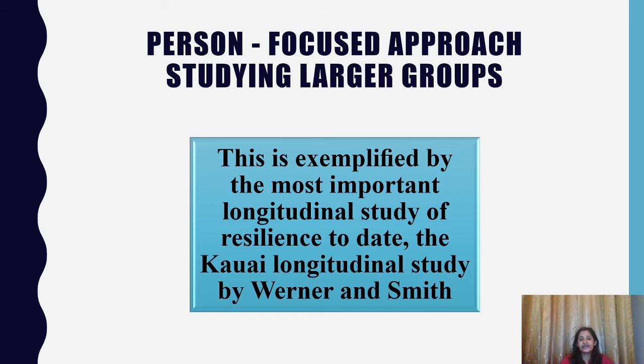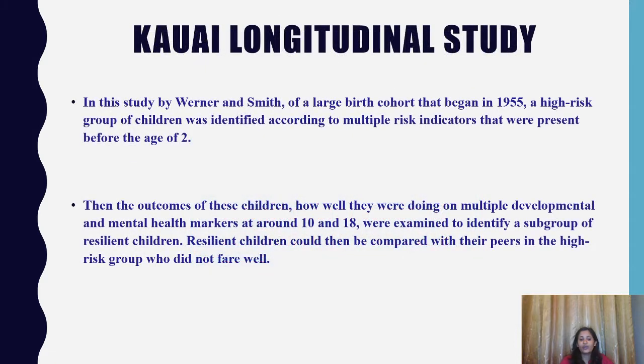The study began in 1955 when a high risk group of children was identified according to multiple risk indicators that were present before the age of 2 years. These risk indicators were perinatal stress, chronic poverty, parental psychopathology, and a family environment troubled by chronic discord.